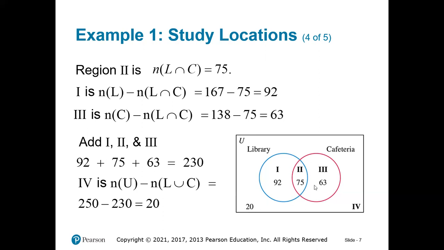After you set up the Venn diagram, everything else is easy. So if they ask you how many people study in the library, not in the cafeteria, well, it's 92 plus 20. Well, it's just 92, I'm sorry. How many people study in both of them? Well, 75. How many people didn't study in any of those places? Well, 20, and so forth.